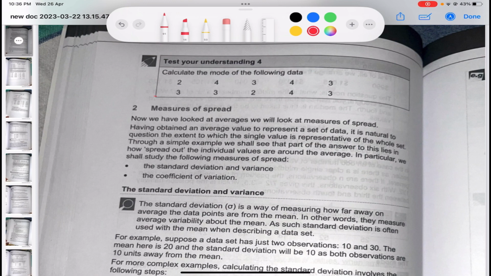Now looking at this, the test your understanding number 4. Which one is occurring the most? 3, 3, 4, 4, 3, 3, 2, 2. In this entire data, what is occurring the most? The number 3 is occurring the maximum times as compared to 4 and 2. So my mode is going to be 3.